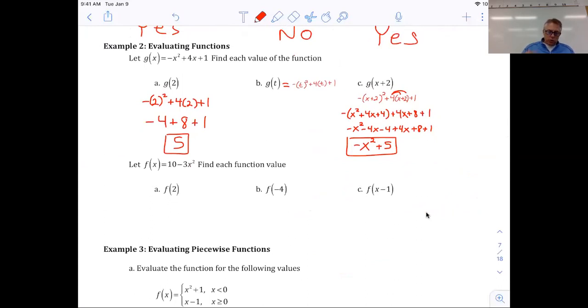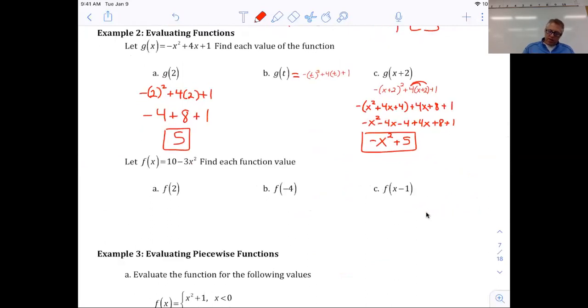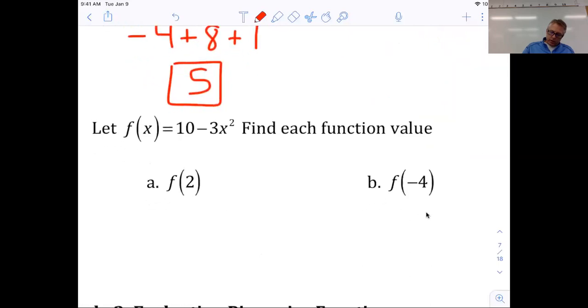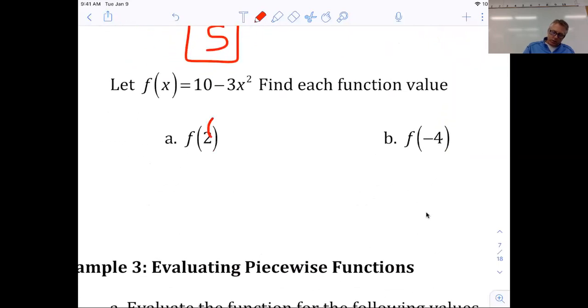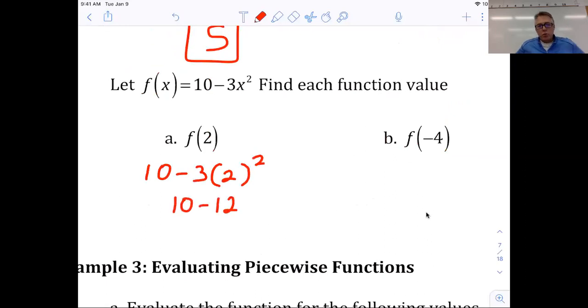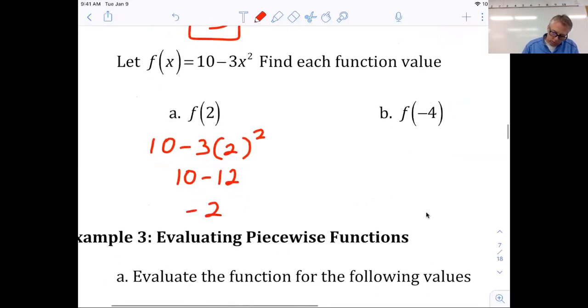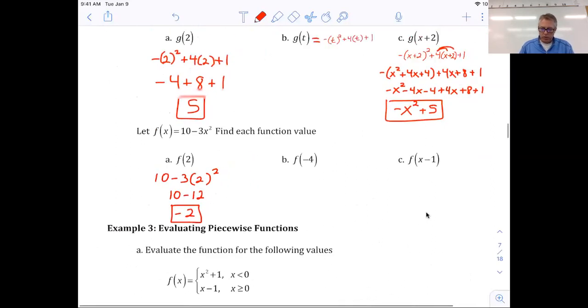All right, so to do the next one, real similar problem, okay? And just to kind of go through those examples again. F, because it's F, that just means we're looking at a different function. We're looking at this guy and not the one above it. So when we find F of 2, that means I'm going to take 2 and plug it in for the X. So I'm going to do 10 minus 3 times 2 squared. So do 2 squared, which is 4 times 3 is 12, of course. And so F of 2 comes out to be negative 2.